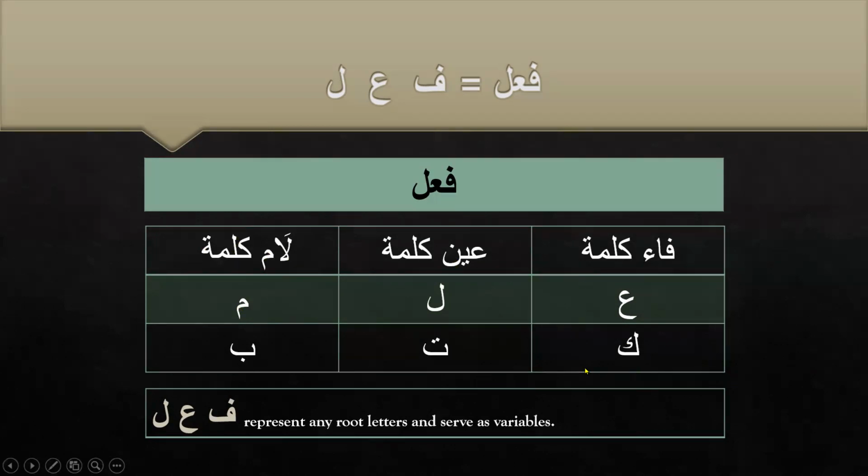And you can see here we have put different letters to see how this can work. So here we have put these three letters, ain, lam, and mim, and we can make lots of words from these three root letters. Alhamdulillah, like this, kaf, ta, and ba, kataba, we can make lots of words from these three root letters as well. So, fa, ain, and lam will serve as the variables, and they are our standard root letters.